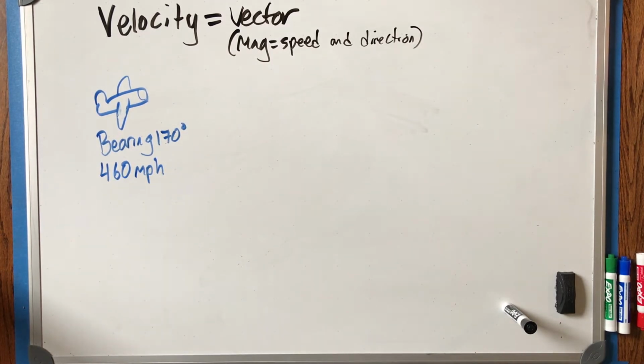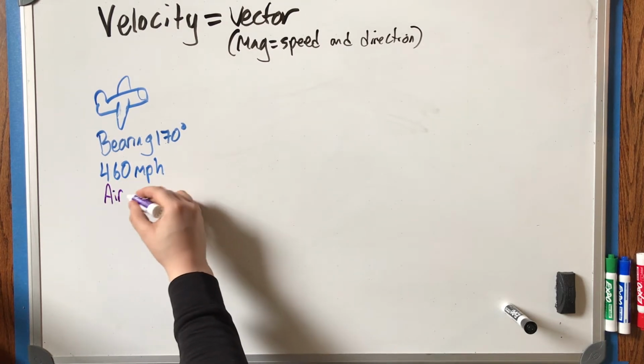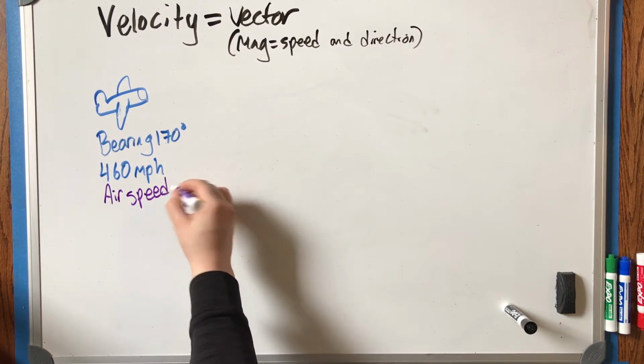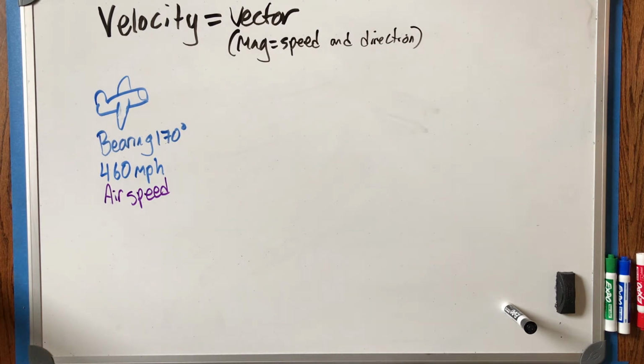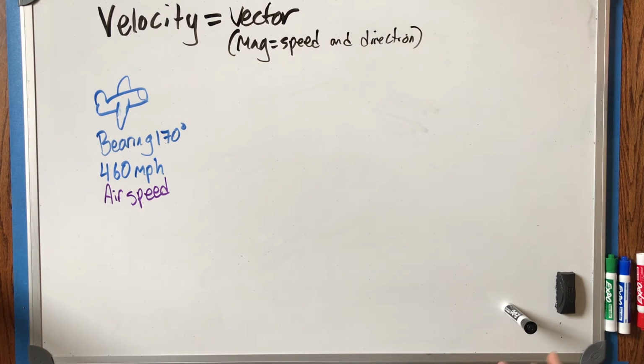So for this first example, we have an airplane. It's going at a bearing of 170 degrees, and its airspeed is 460 miles per hour. There's a difference between airspeed and ground speed. Airspeed is just what the plane does by itself, as if there was no wind whatsoever in the world, and ground speed is the resulting vector when you include wind and things like that. So this is just airspeed.